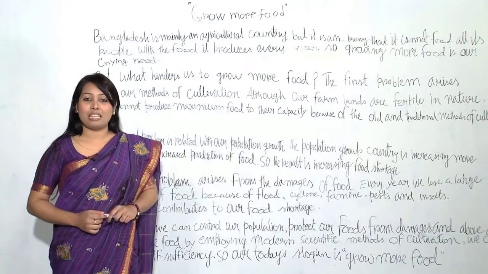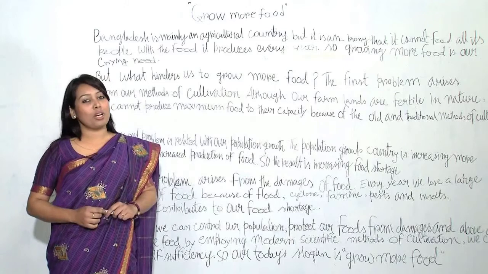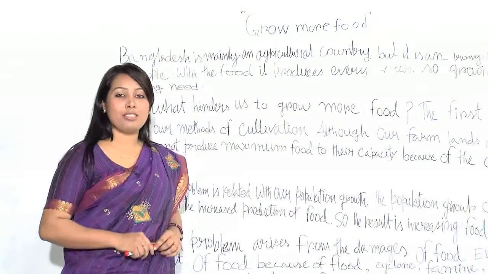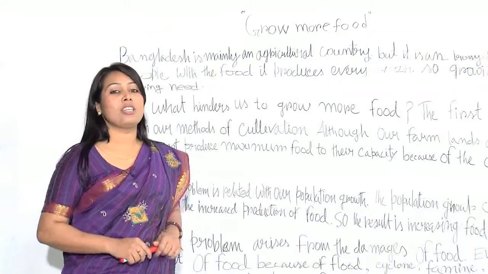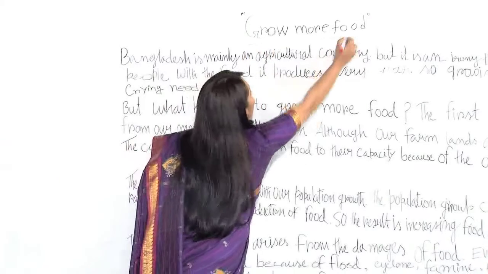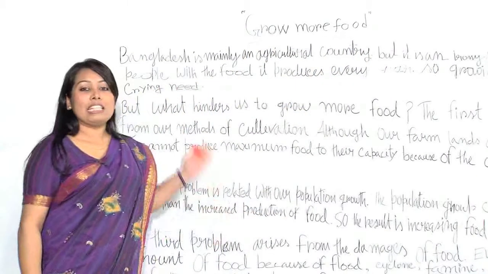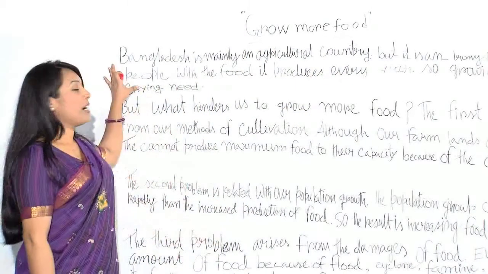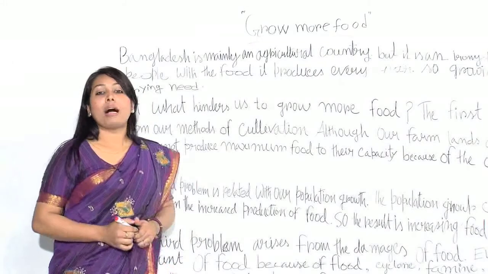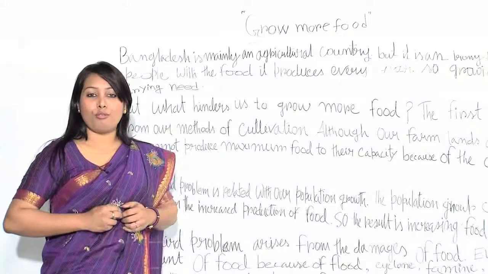Our first point is an essay must have one general idea. That means each paragraph of this essay should deal with one general idea. For example, grow more food. In this essay, the first paragraph deals with one general idea, and that is Bangladesh has shortage of food.